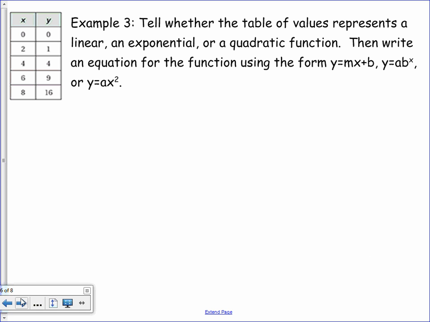All right, and one more example. Now we have a table. Not only do we want to decide whether this is a linear, exponential, or quadratic function, we also want to write an equation using the correct form. If it's linear, it'll be slope-intercept form. If it's exponential, it'll be an exponential form. And if it's a parabola or a quadratic, it'll be in the parabola form. So, first step is basically to graph this data. Okay, so we'll graph this, go up by 2's.